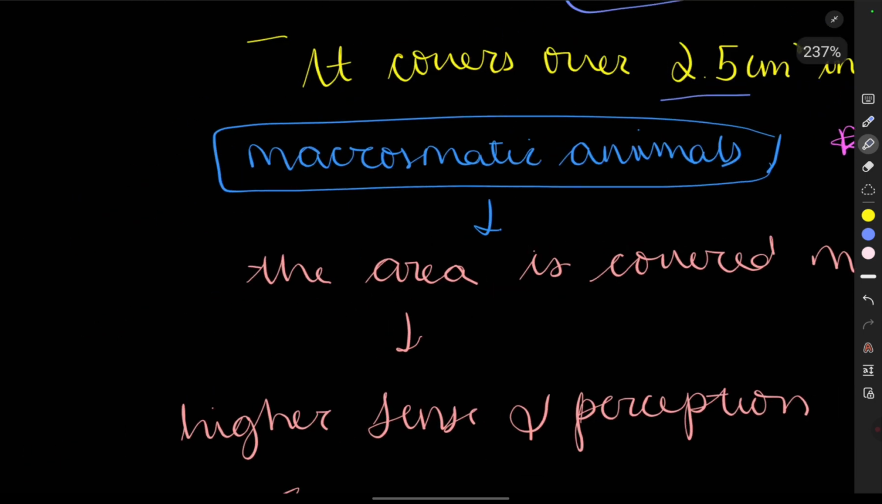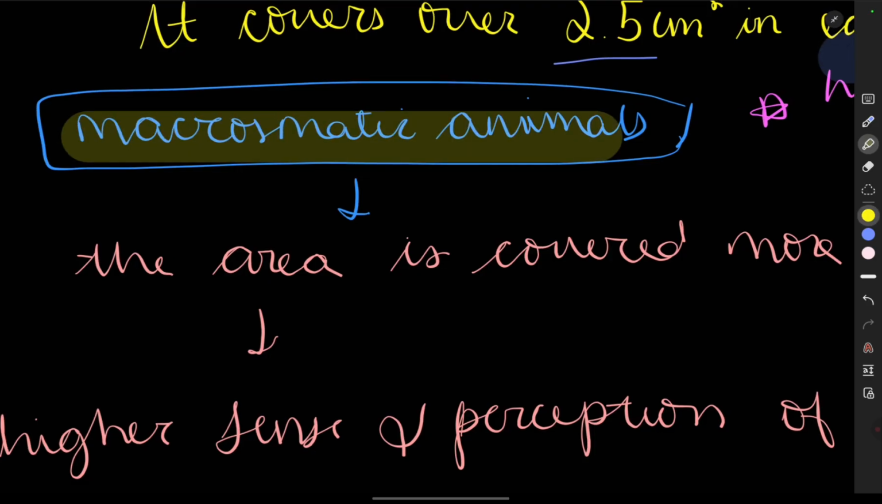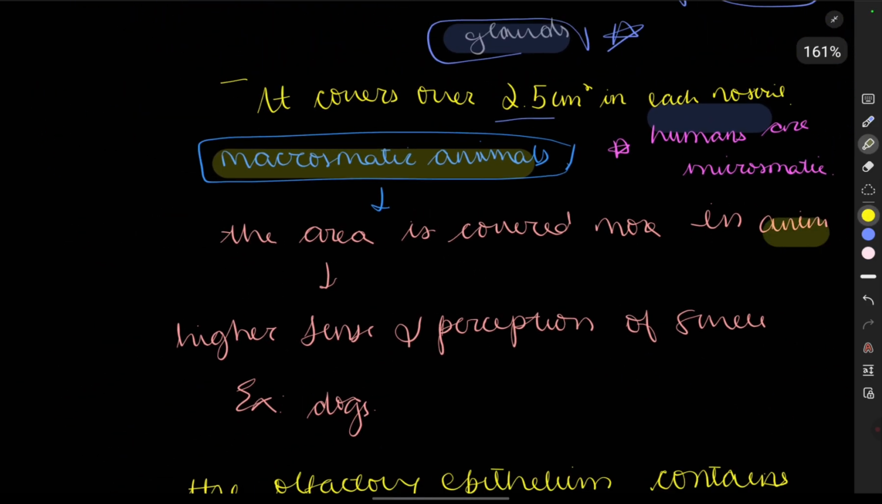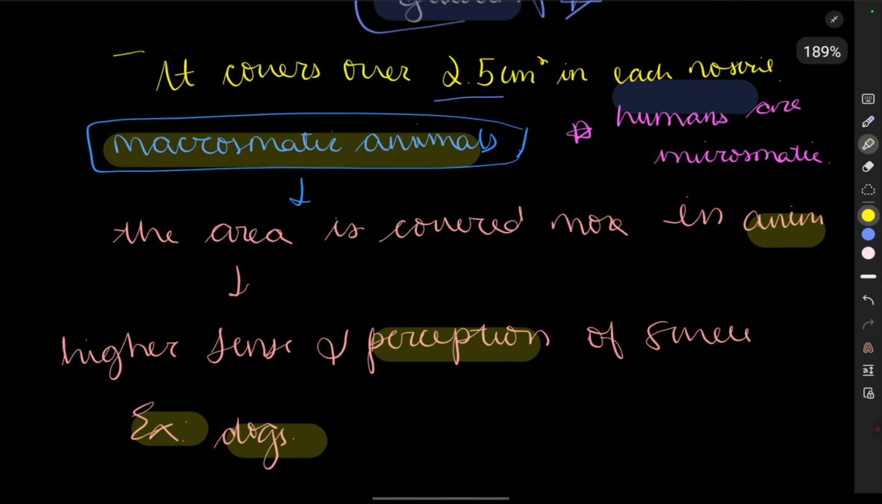So what are macrosomatic animals? Who are the macrosomatic animals? The area covered is larger in these animals. Suppose humans have 2.5, they might be having 3, 5, or 7, so they are called macrosomatic animals, with a higher sense and perception of smell, for example dogs. The animals which have a higher perception of smell, where the area covered by the mucus or the Bowman's gland is more, are the macrosomatic animals, for example dogs.